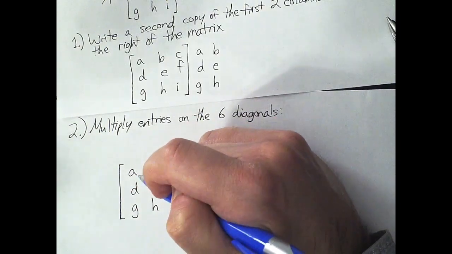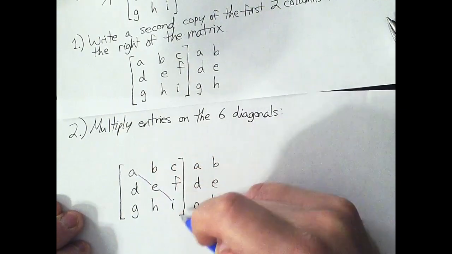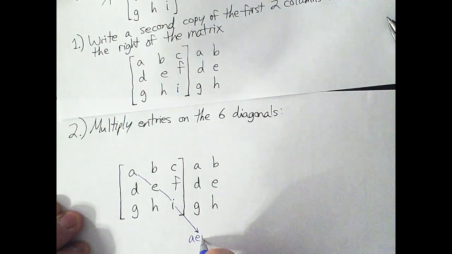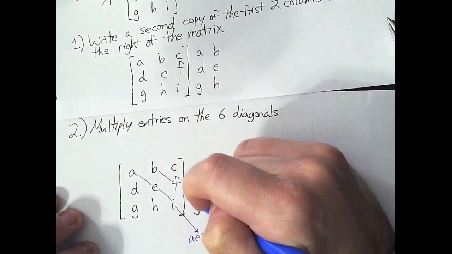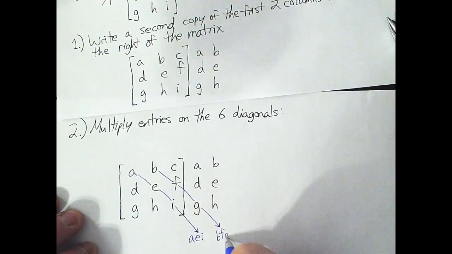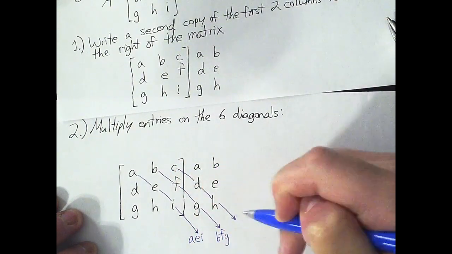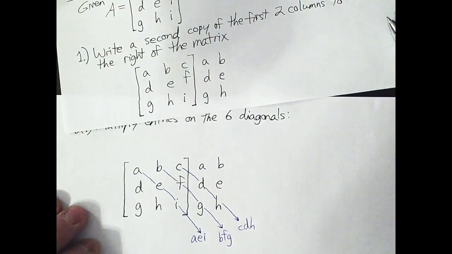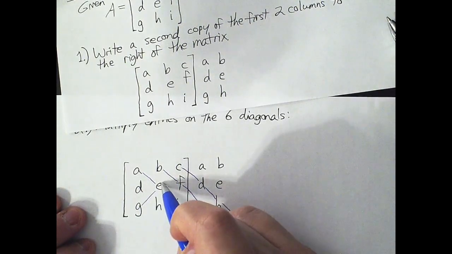The main diagonal from the original matrix goes A, E, I, to get us AEI. The next diagonal that we made, B, F, G, if you multiply those all out, you get BFG. And C, D, H, multiply those out, what do you get? CDH. Of course, in an actual problem, these would be specific numbers. What are the other three diagonals? It's going to be, what if you went in this direction? G, E, C.